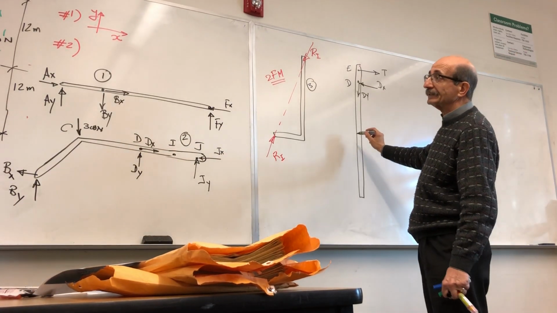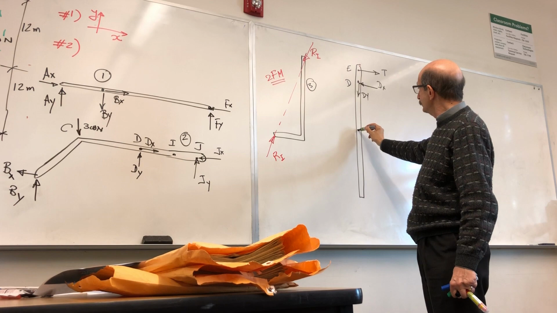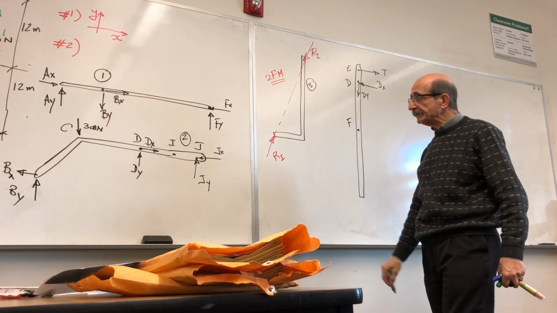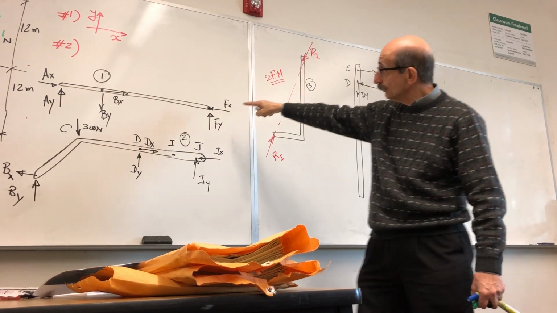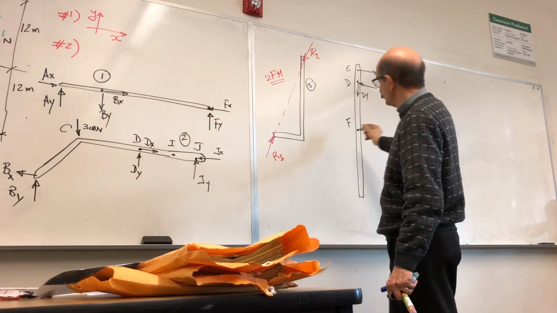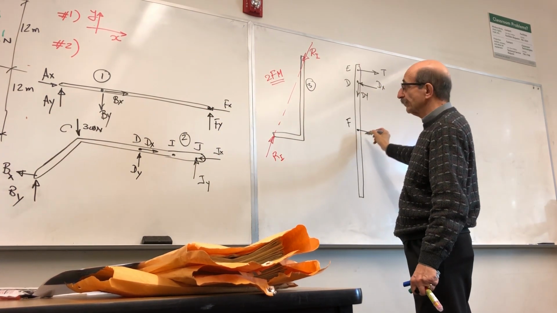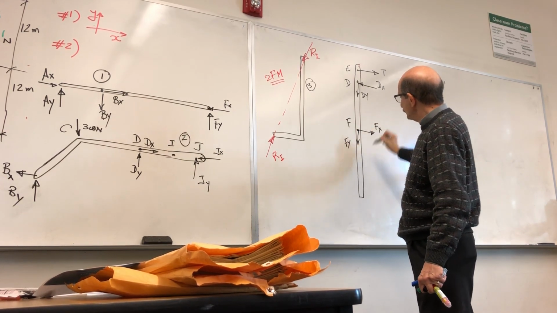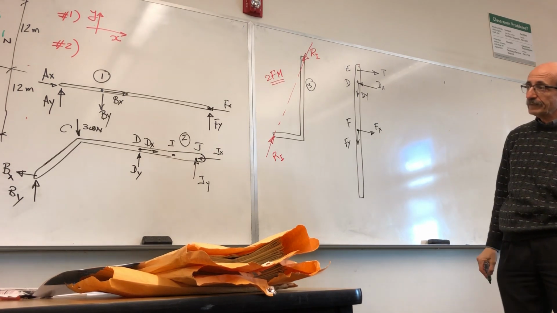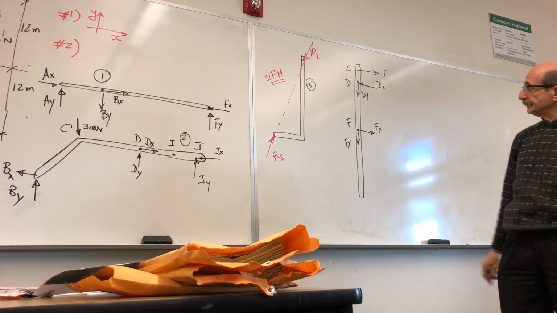Same thing at F. You had already encountered F here on member 1. So if the force on member 1 acting in this direction, corresponding forces on this member, you need to make the assumption that they act in this direction. And how about at G?